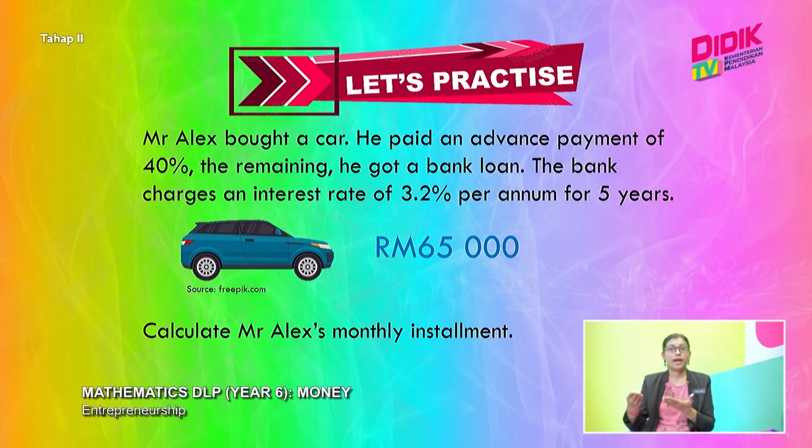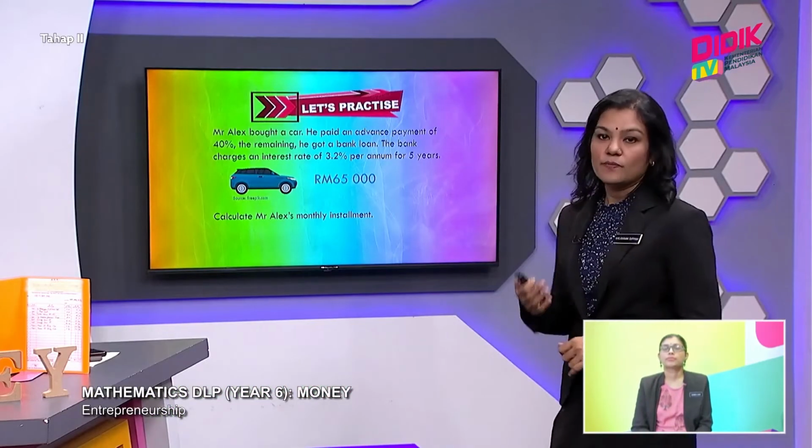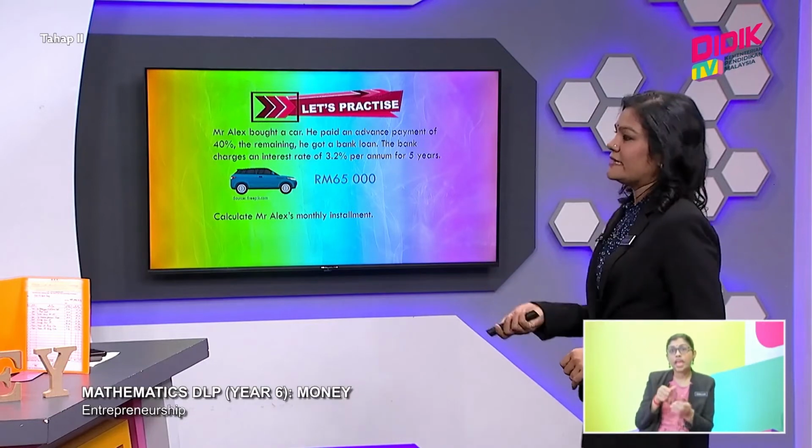The bank charges an interest rate of 3.2%. There is an interest charge because the bank gives you the balance cash. And the charges are for 5 years. Now you see the price for the car is 65,000. So the question is: calculate Mr. Alex's monthly installment. We must know that if you own a car using a bank loan, you have to pay it monthly, right? So how to calculate this?